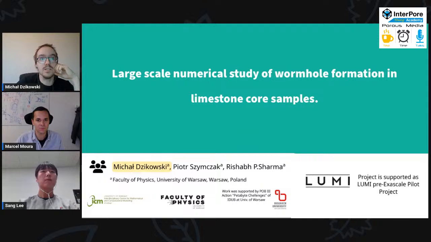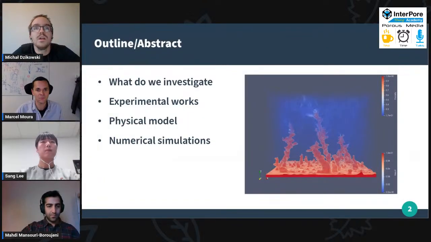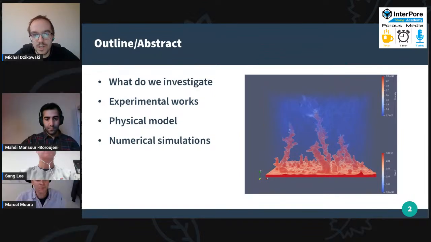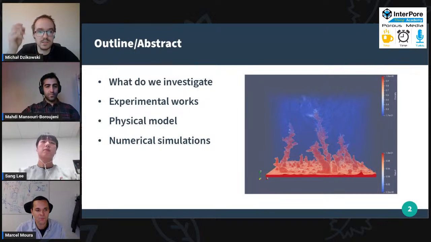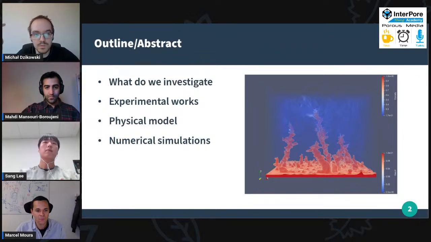Okay, so wormhole, how we see it is that when there is a reactive flow through the porous media, and the reactant is able to dissolve the porous matrix, you can get the positive feedback between the flow and the reaction. So under right conditions, where the flow transports more reactant, then more mass gets dissolved, and then it creates a more preferable flow path.